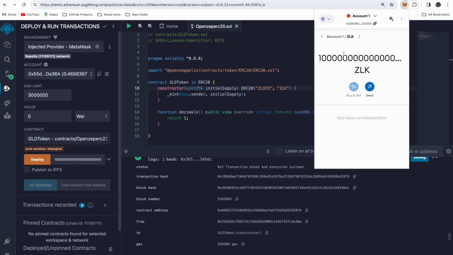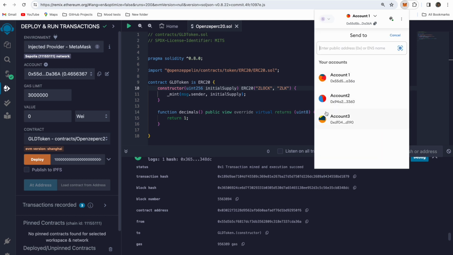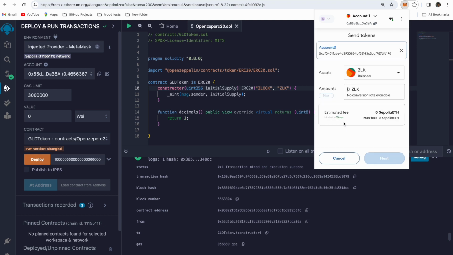All right. So now the next thing is, if I want to transfer this ZLK token to somebody, I'll hit send. I'm on account 1 at the moment, and I want to send these ZLK tokens to account number 3, right? Now, how many tokens do I need to send? I want to send 1.222 tokens. Or let me just simplify it, 1.22 tokens. So after the decimal, I have entered two numbers.